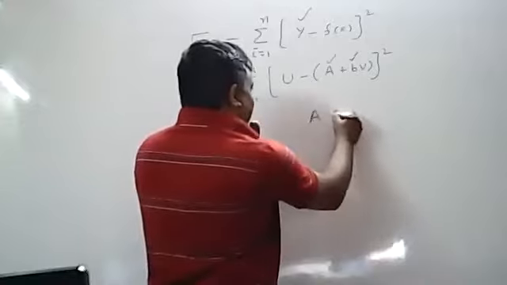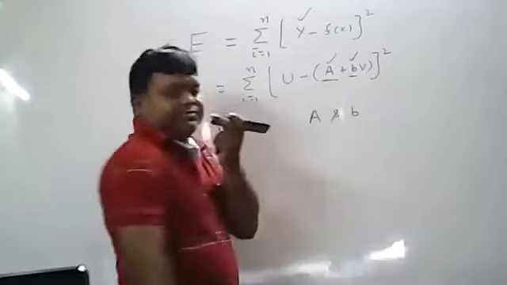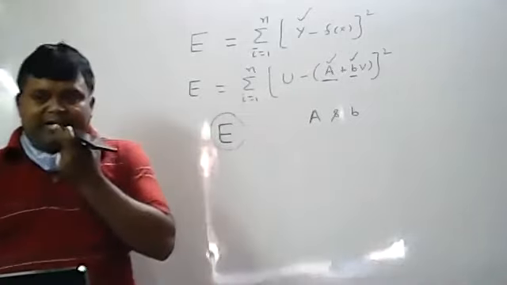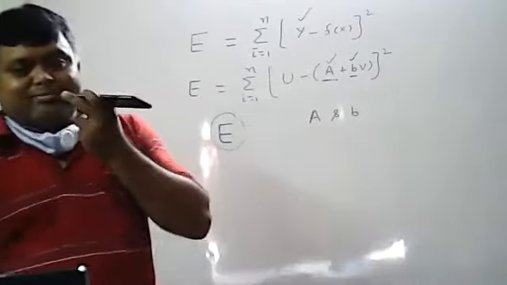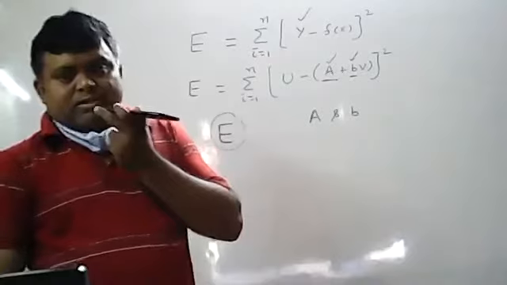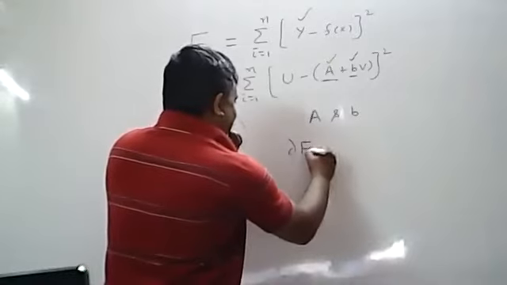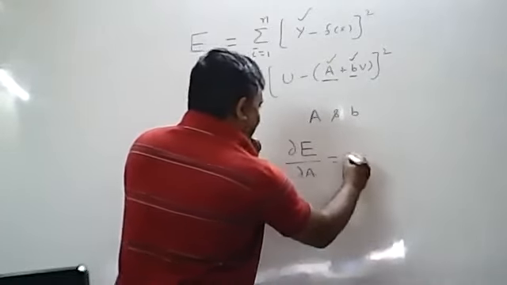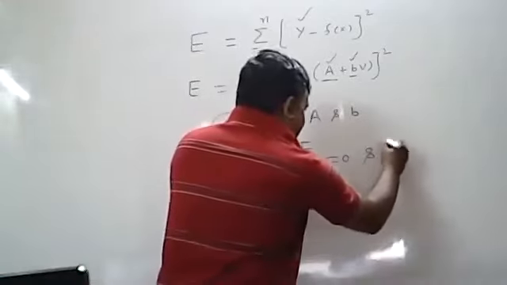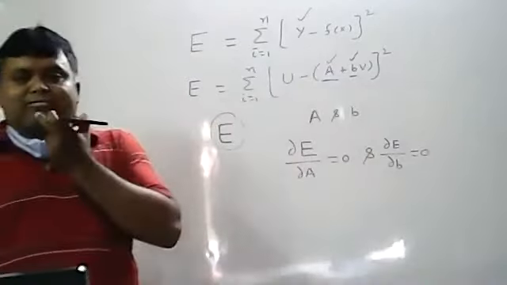What are the constants here? Capital A and small b. Capital A and small b must be vanished, and vanished means equivalent to 0. They must be vanished separately. What is the meaning of that sentence? That is, dou E by dou capital A equal to 0, and dou E by dou small b equal to 0.